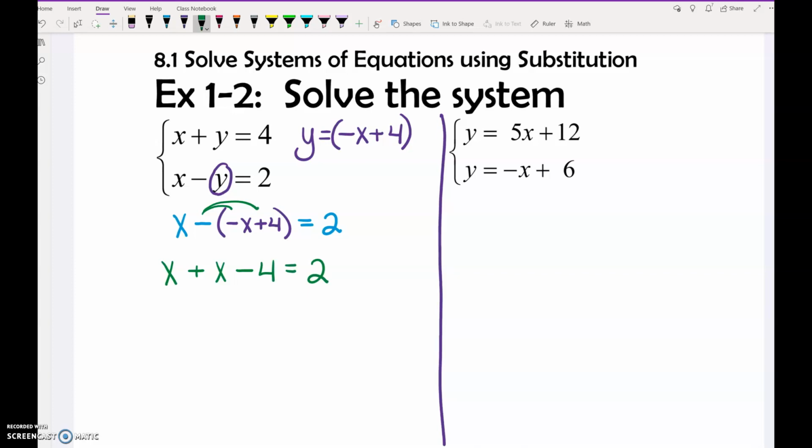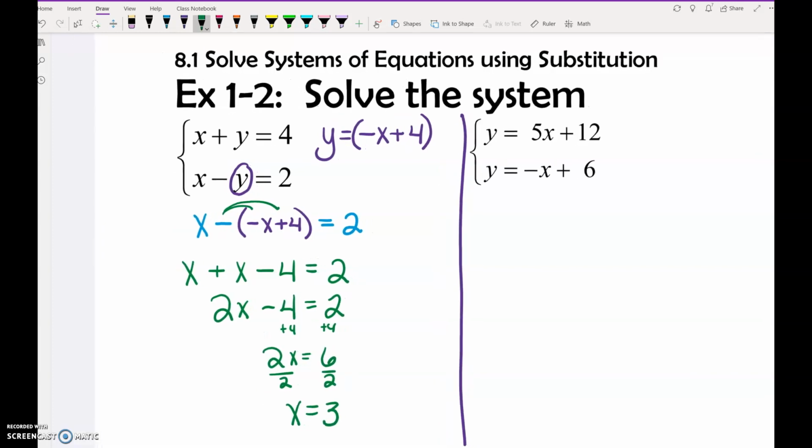Now we need to finish solving. X plus x is 2x. We have 2x minus 4 equals 2. Is that an equation that we can fairly easily solve? Add 4 to both sides. 2x equals 6, which means x equals 3.